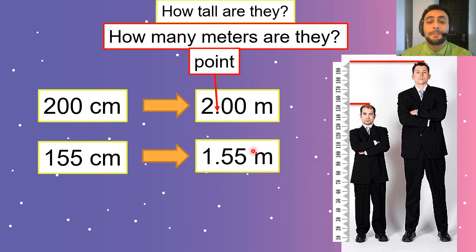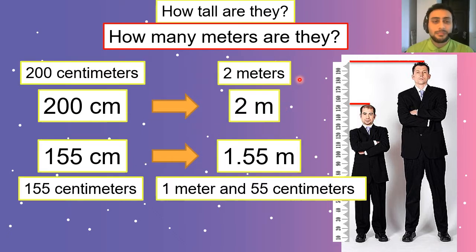Easy peasy. Now guys, when it's 0, you don't have to put it anymore. You can just say 2 meters. So let's read it together. 200 centimeters. 155 centimeters. Now we turn them into meters, right? 2 meters. 1 meter and 55 centimeters.